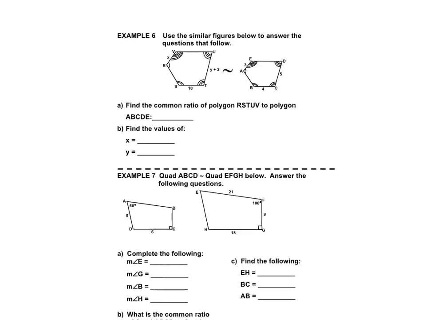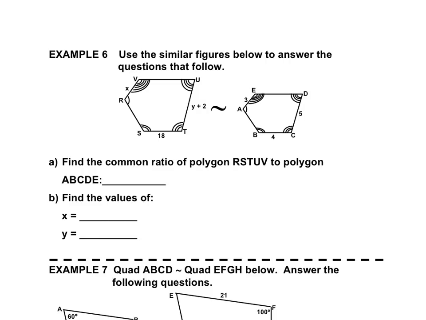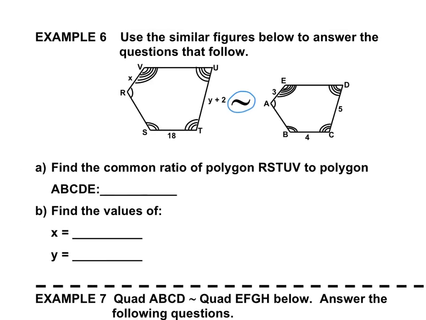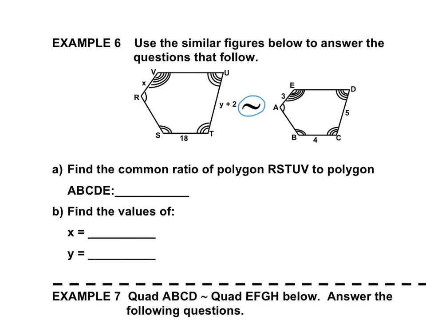Let's get to our next one. I know this is a long one, guys. Just hang in there. I've got these two pentagons, it looks like. They're irregular. It says use the similar figures below to answer the questions that follow. So again, I already know they're similar, so all the angles have to be congruent and all the sides have to be proportional. Now, they're not going to make us do every one this time, so it's a little bit easier. It says find the common ratio of polygon RSTUV to polygon ABCDE.